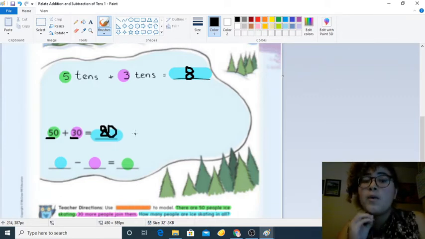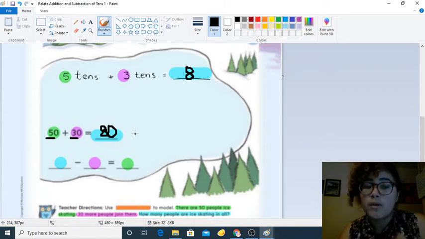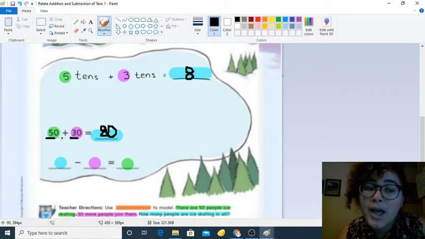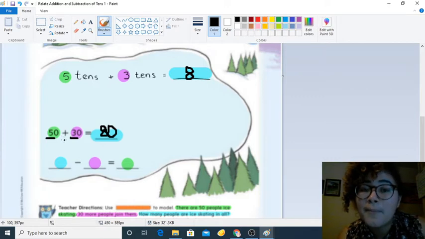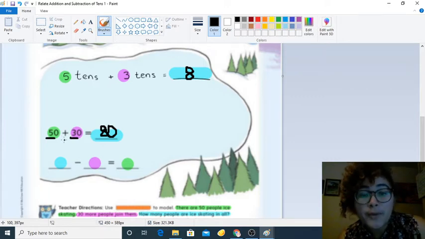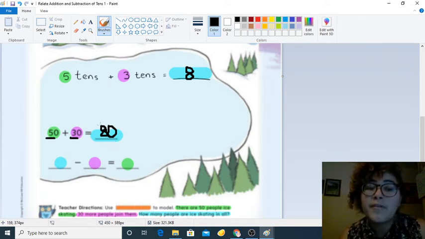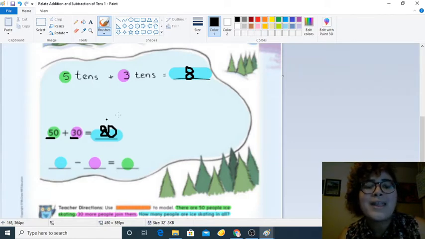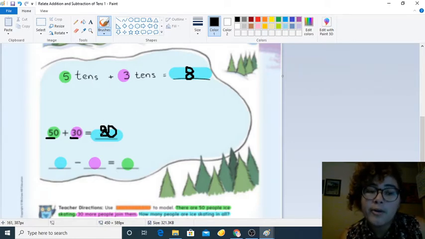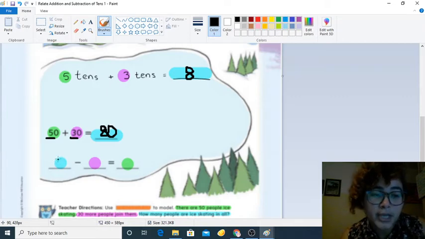Now, we are trying to make a related fact. We already have here an addition number sentence. Now we're going to create a subtraction number sentence. To make this happen, we have to start with the 80. To help you out in this case, it is color coordinated, the blue with the blue. So we put the 80 over here.